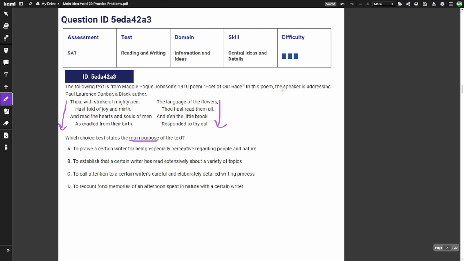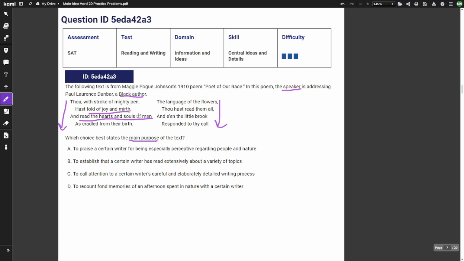So here we know that the speaker is addressing a certain black author, and he describes this black author as a person that has read the hearts and souls of men. So this person really understands people. I mean, he can dig deep into their hearts and truly understand their feelings. Like, I bet his woman must love him, alright? And then it also talks about how he's told of joy and mirth. So not only is he good at understanding people, he's also a good talker. He's describing all these people's stories.